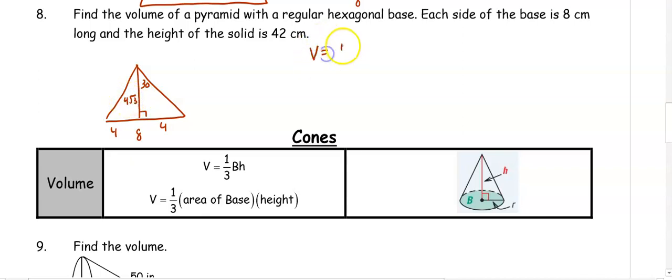So our volume is going to be equal to 1/3 times 1/2 times 4 root 3 times, if there are 6 sides with a side length of 8, that's going to be a perimeter of 48, times our height of 42. And we get 1,344 root 3 centimeters cubed.